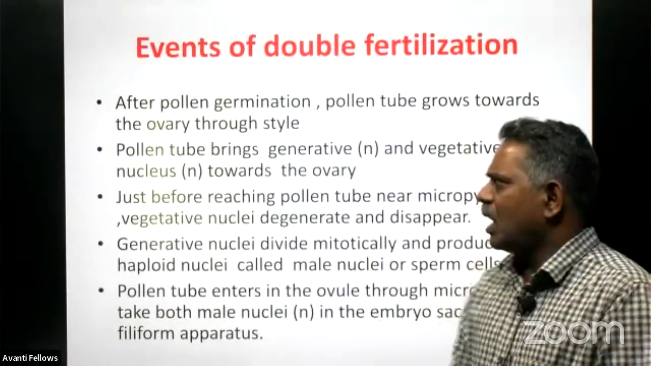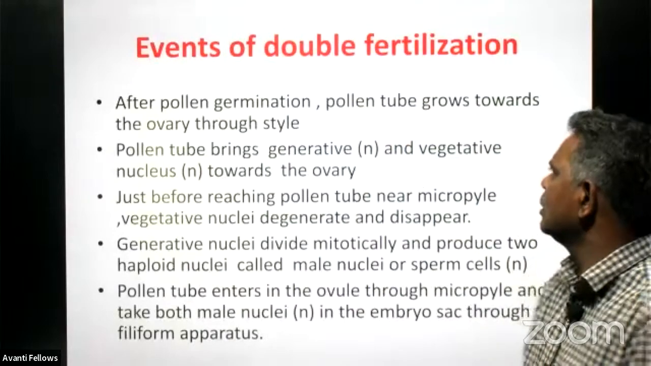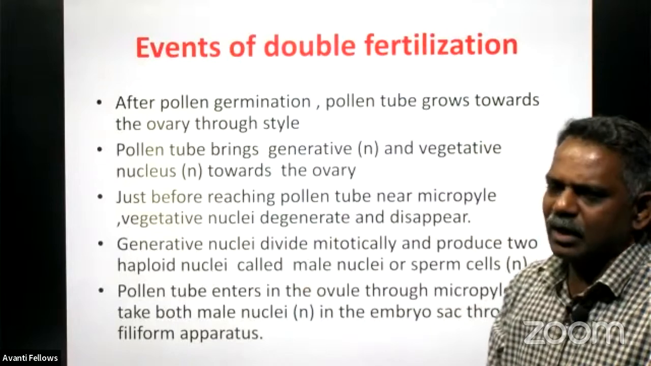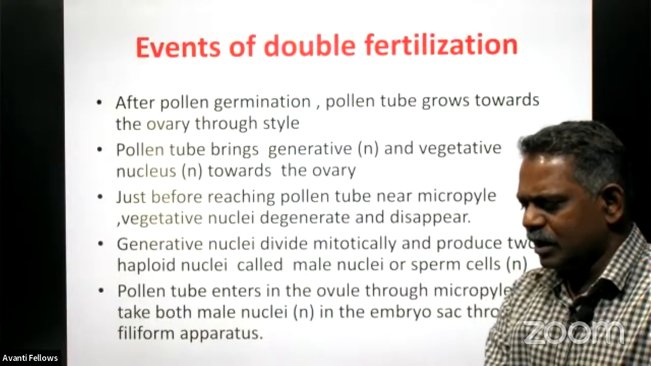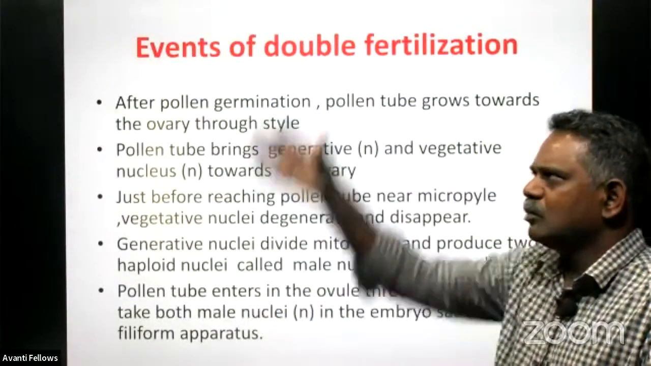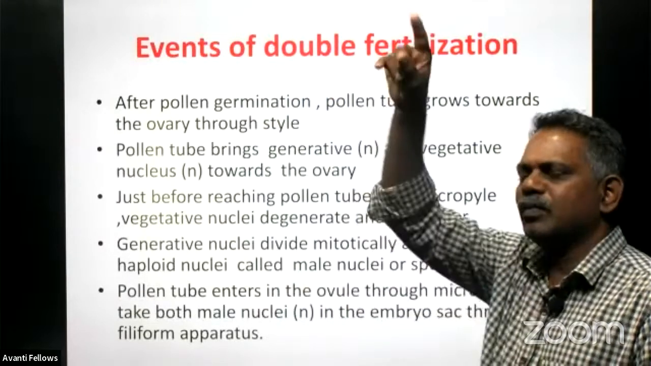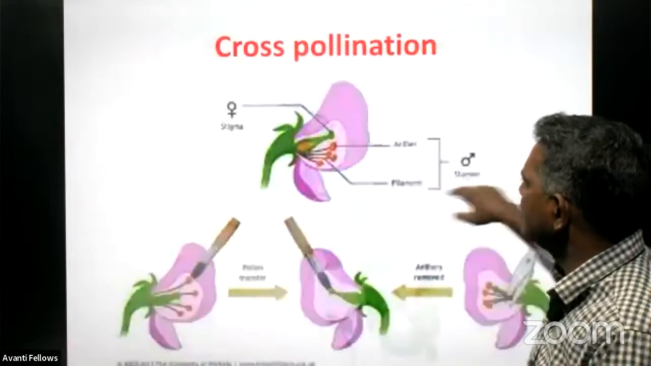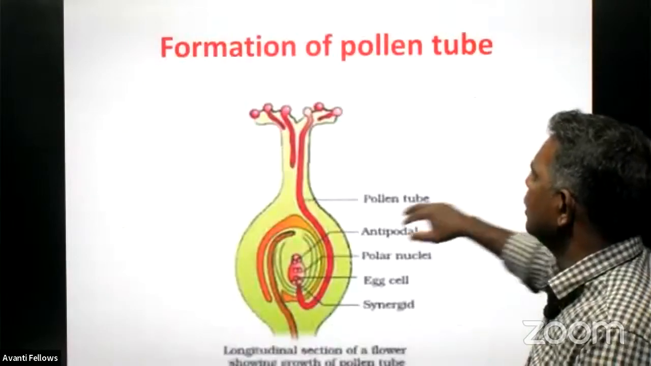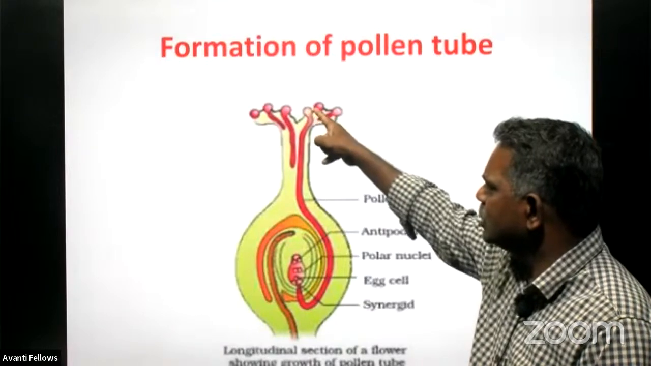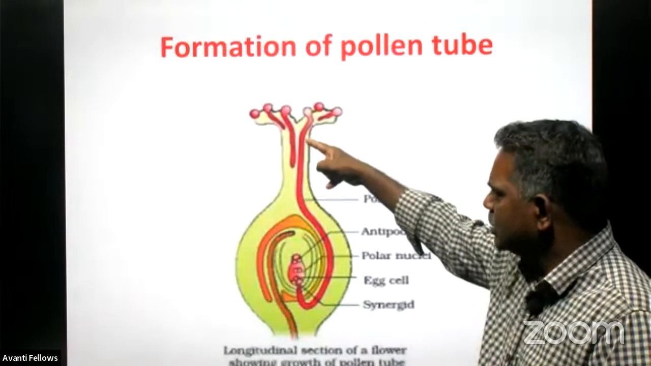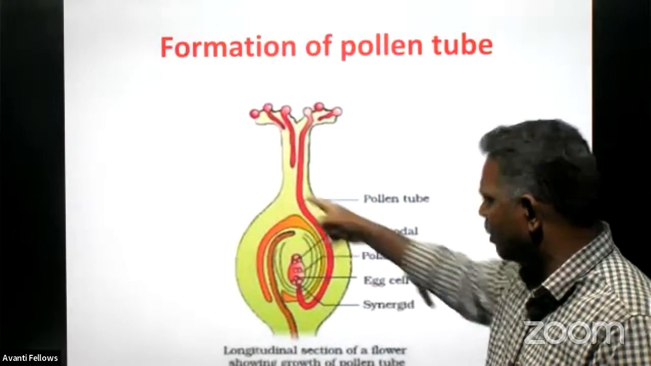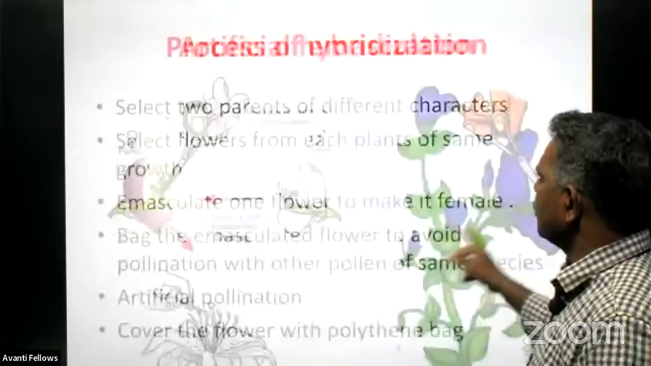After pollen germination, the pollen tube grows towards the ovary. The ovary is located at the bottom portion, and it moves from the stigma region through the style by producing the pollen tubes. Here we can see that after pollination, the pollen is permitted to grow through the style, and it will reach the ovary.